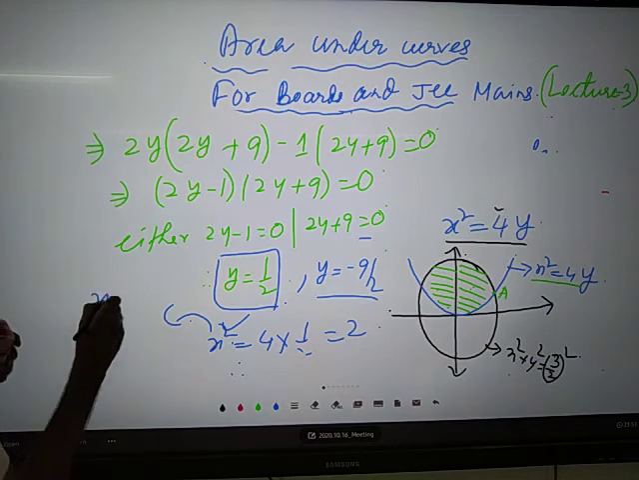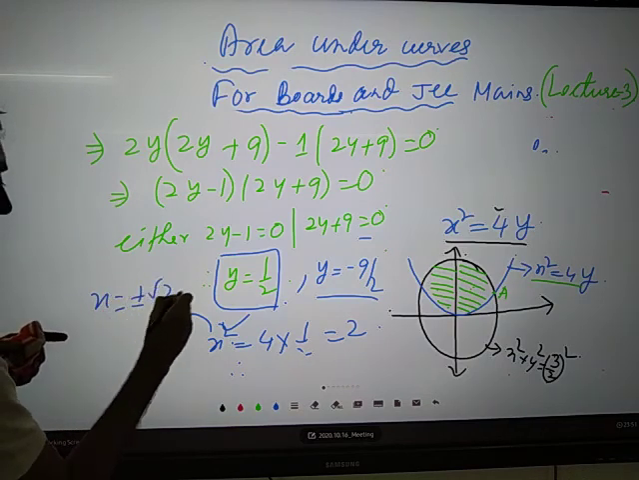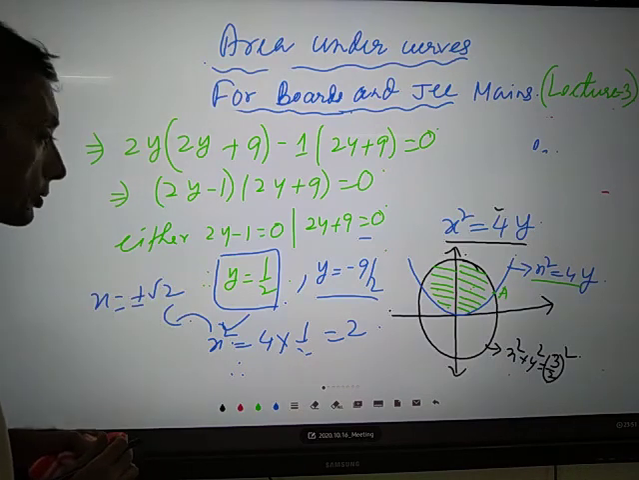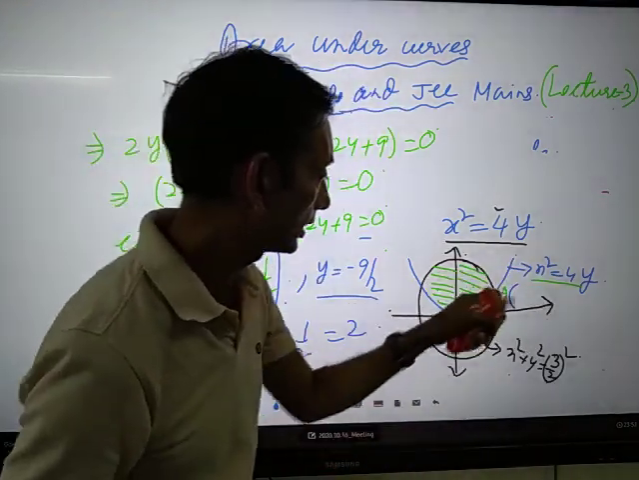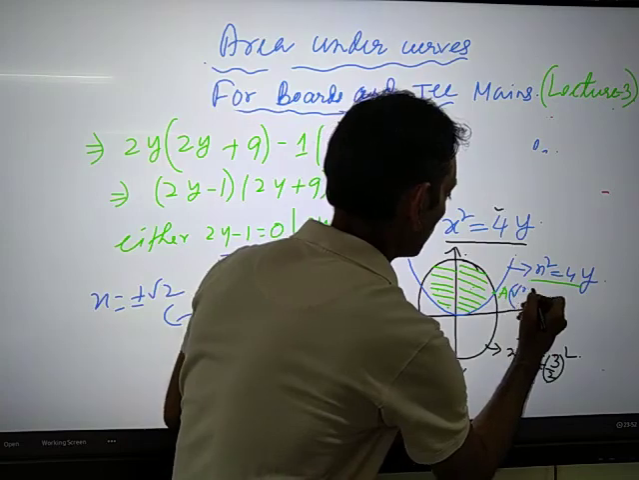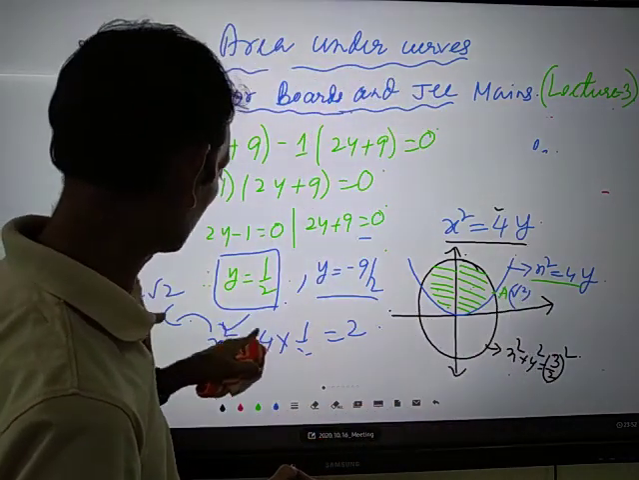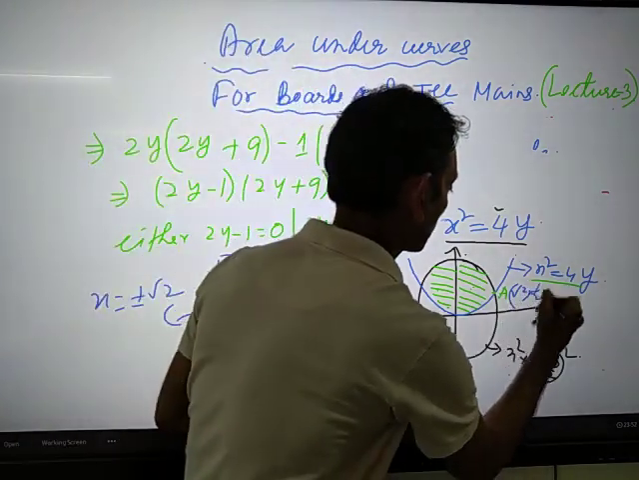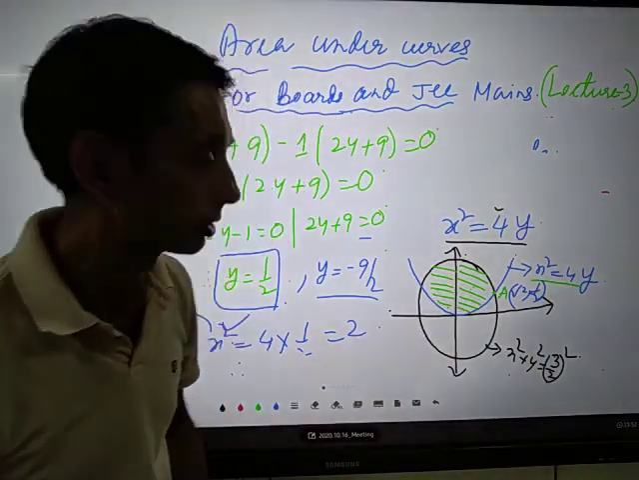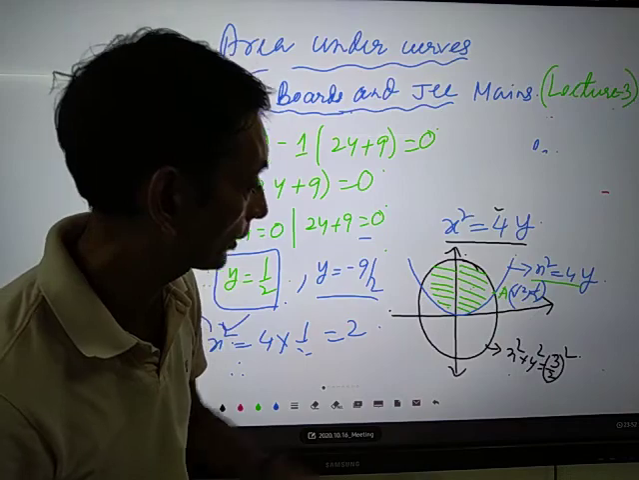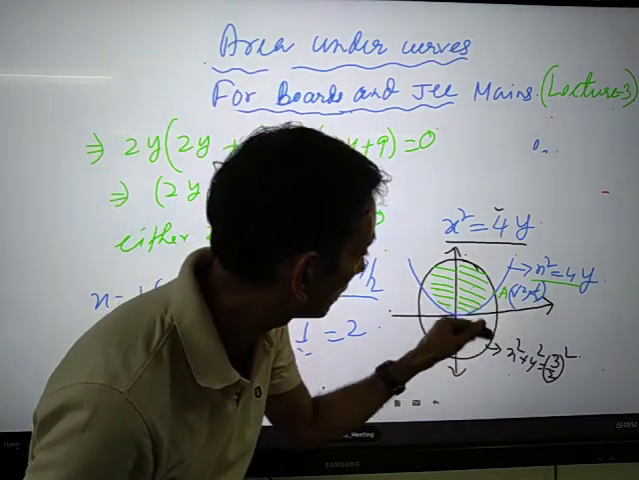So x is equal to plus minus root 2, fine. Therefore the coordinates of A will be root 2 and the y coordinate is half. So we got the A coordinate. Now we can find out the area of these portions along the x-axis or y-axis.